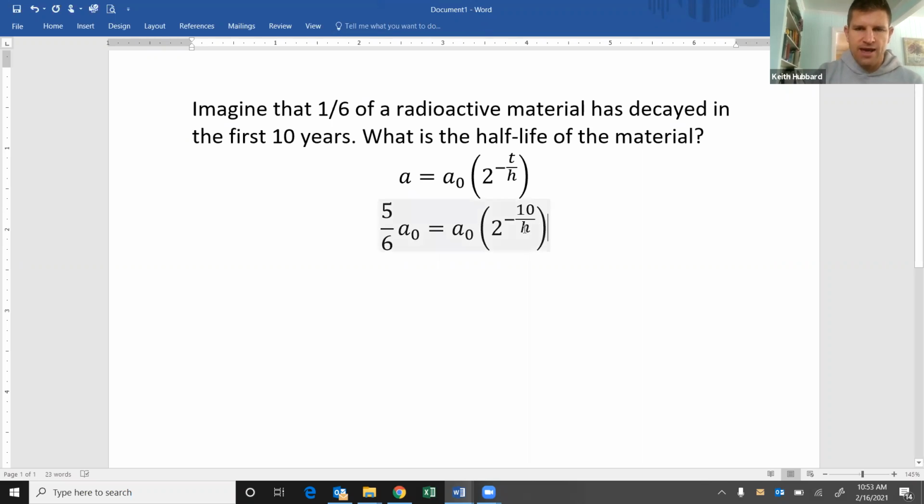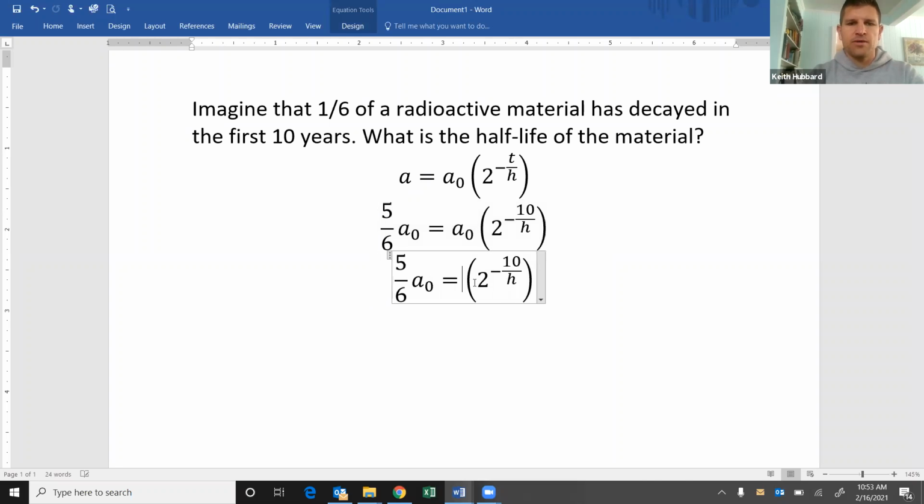Look, the variable that I have here is H. I want to know the half-life. A naught, I don't really want to know. And luckily, I can basically just cancel from both sides. Let's divide both sides by A naught, regardless of how much I started with. And now I've got a basic exponential equation. Here's my base, there's my exponent, there's my output.